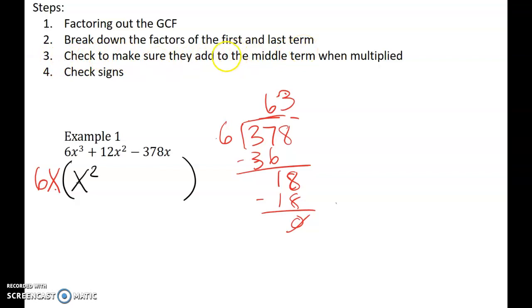So let's start with the first term. The factors of our first term, x squared. Well, what multiplies to x squared? It's x times x.